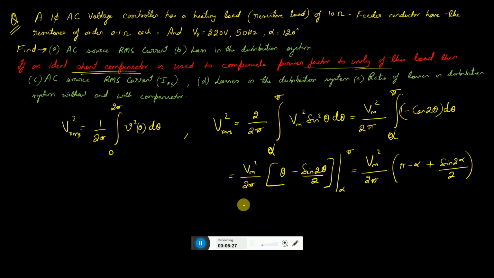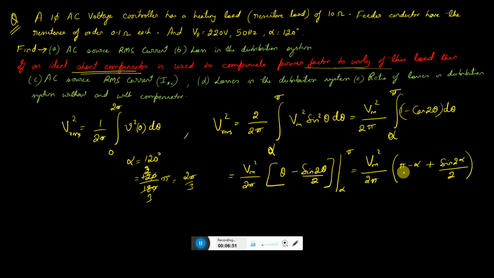So let us put in the values. The value of alpha is 120 degrees. Converting into radians, 120 by 180 into pi, the zeros cancel, and it is 2 pi by 3.